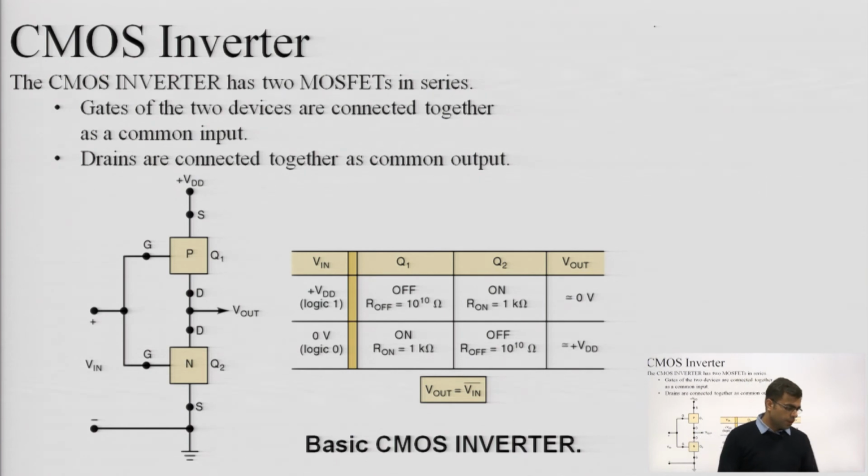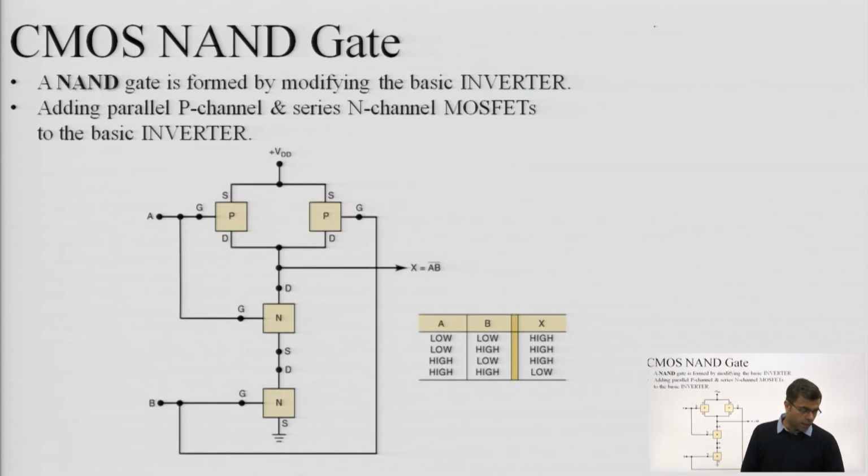So this is the second case in which we have applied high voltage. This is again the same connection, nothing else is there. We already covered both the cases in the previous slide, and this is the NAND gate now. If you want to cover the CMOS NAND gate, a NAND gate is found by modifying the base inverters.